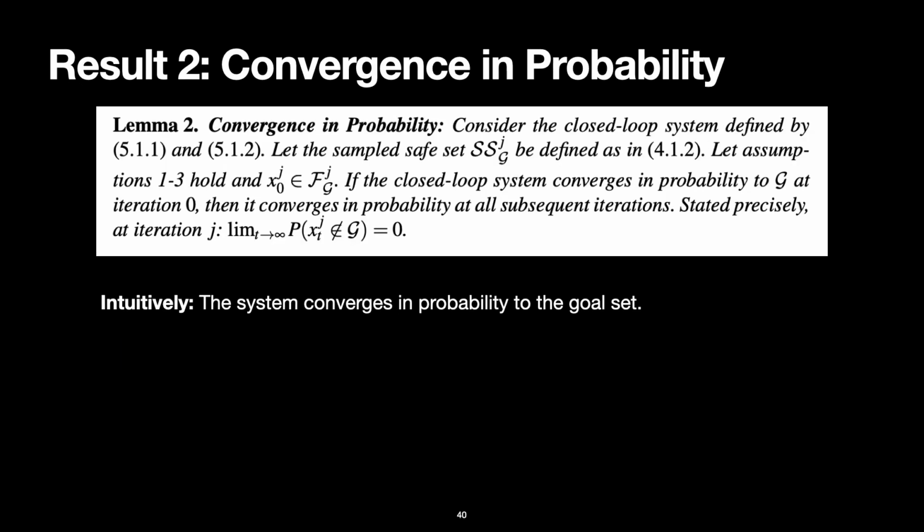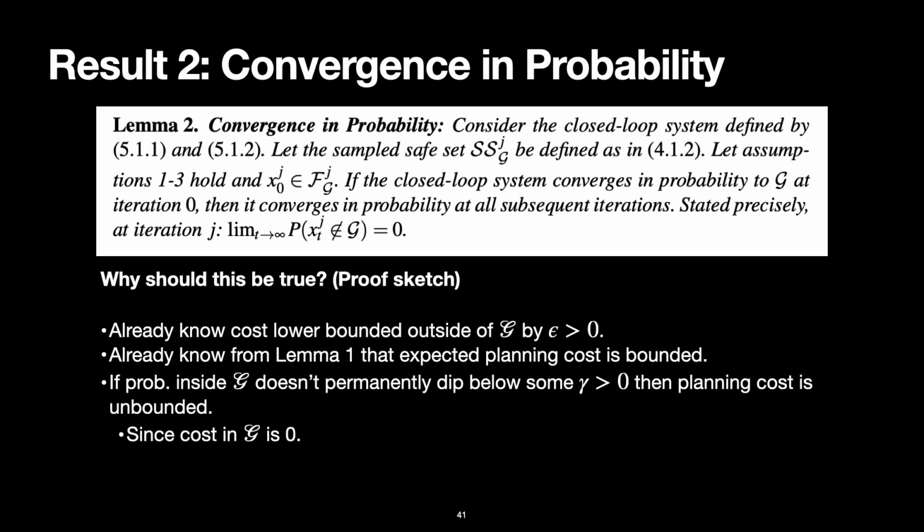The second result states that the system converges in probability to the goal set. Intuitively, this should hold because we know by assumption that the cost function is lower bounded by a positive value outside the goal set and is 0 in the goal set. From the previous lemma, we know that the expected sum of returns of the controller is bounded. If for any t, the probability that the system is outside the goal set were lower bounded by any positive value, then the expected cost to go would be unbounded, contradicting lemma 1.